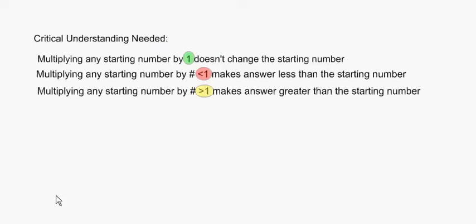Again, I want to review the critical understandings that are necessary. Multiplying any number by 1 doesn't change the number that we start with. Multiplying by a number less than 1, which is what we did last segment with proper fractions, will always produce an answer that's less than the starting number. And in this section, we're talking about multiplying by mixed fractions, and by definition, those numbers are greater than 1. So our answers are going to be greater than what we started with.